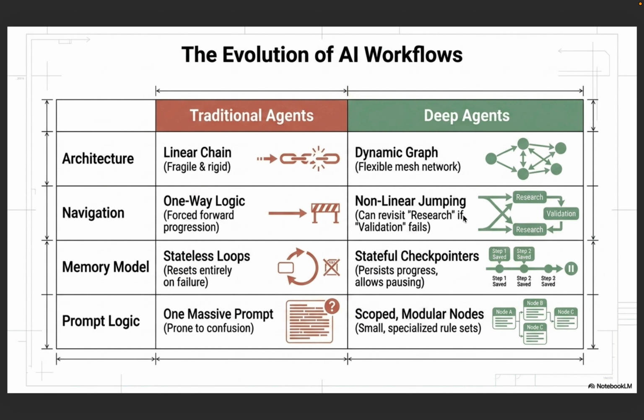Then the memory model. As we said, traditional agents are stateless, but here at every checkpoint it will save, and there is an option to offload the memory to the file system. Then prompt logic: traditional agents use one single big prompt, but deep agents are modular.